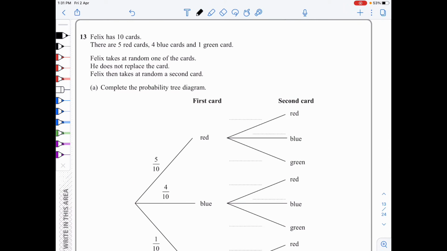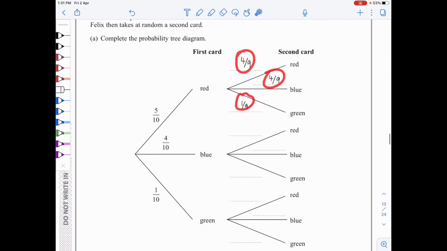Question 13, probability question. We've got the tree diagram there, so we need to read the question carefully. We have 10 cards, 5 red, 4 blue, 1 green. Felix is taking one at random, does not replace, and then takes a second one. We need to be considering what's happening. If the first one was a red one, it means that we are now looking at 9 cards, 4 of which are red, 4 over 9. The blue are still 4, and that green one is still there. Notice that the probabilities should all be adding to 1 here.